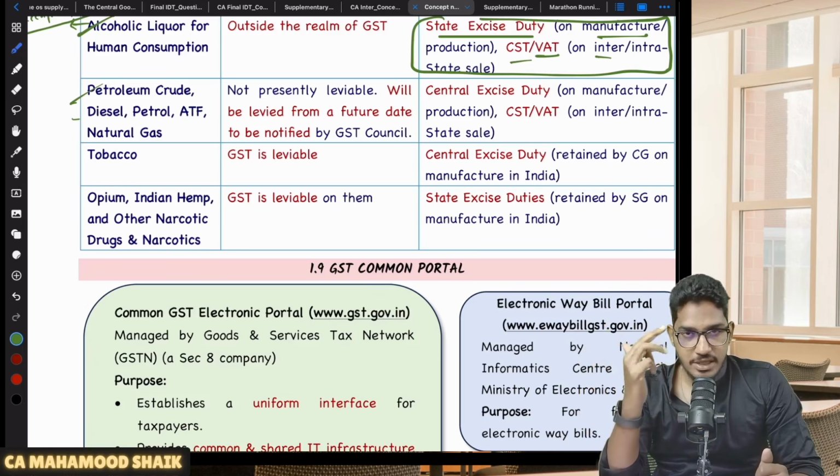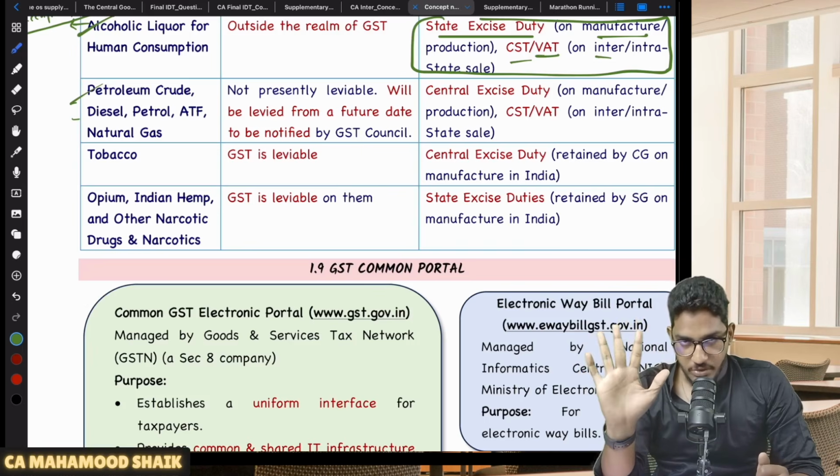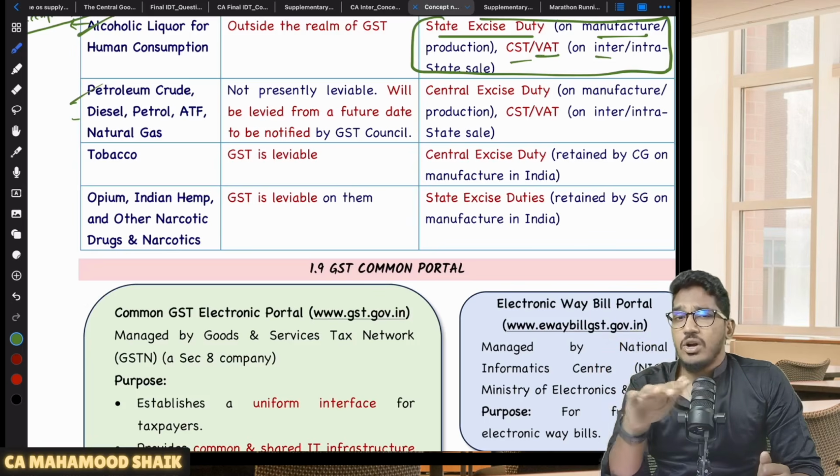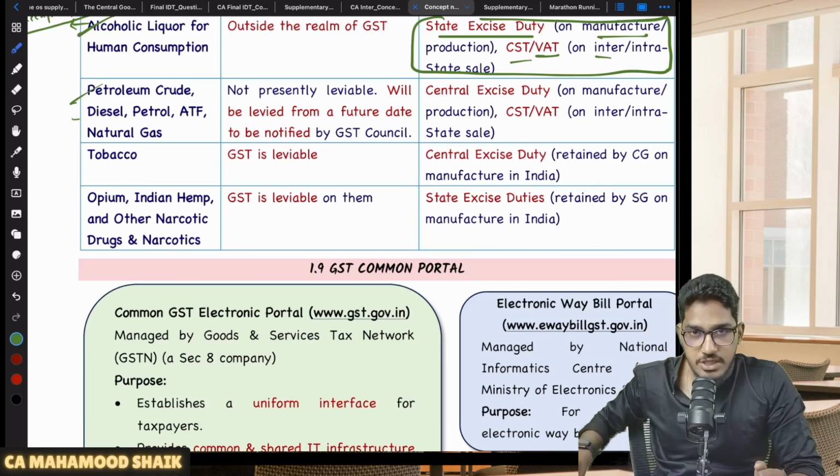I hope you're able to understand the difference. Alcoholic liquor for human consumption, never, even in the future, whenever, will not come under GST purview. Whereas these 5 petroleum products, currently they are not under GST purview. In future, the government will notify a date. From the date notified, these products will be brought under GST purview. But currently, they are outside of the GST purview.